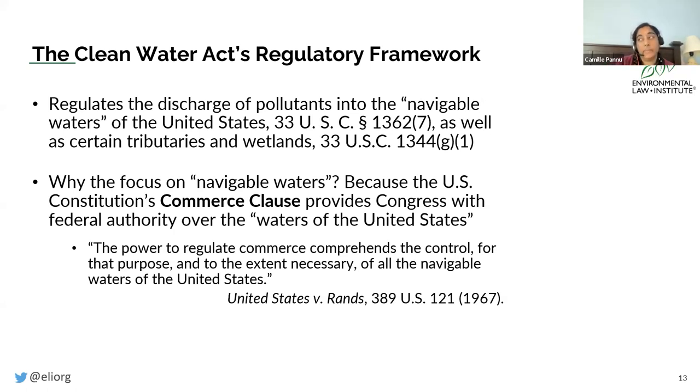So the mandate of the Clean Water Act is written fairly broadly, and that's intentional. As Peggy said, there was really powerful bipartisan support for the Clean Water Act and for its subsequent amendments. And so part of that was to ensure that it wasn't just the navigable waters of the United States that were protected from pollution, and that navigable waters ends up being a term of art.